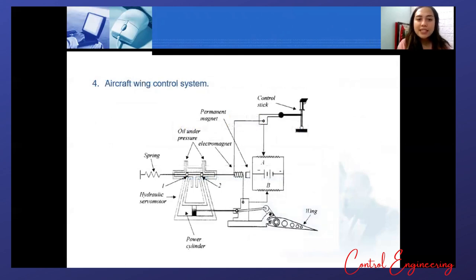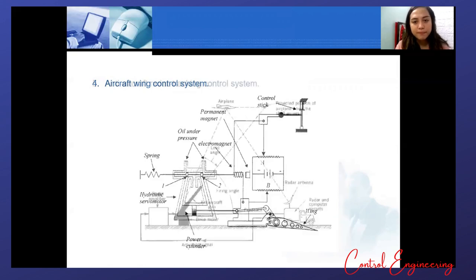So, as you can see, this is the aircraft wing control system. Ito yung, actually, ito yung talagang design. Okay? So, nandito yung spring, dito yung hydraulic servo motor, yung oil under pressure, the magnet, permanent magnet, the control stick, the wing, and the power cylinder. As you can see, nandyan yung mga parts of the aircraft wing control system.